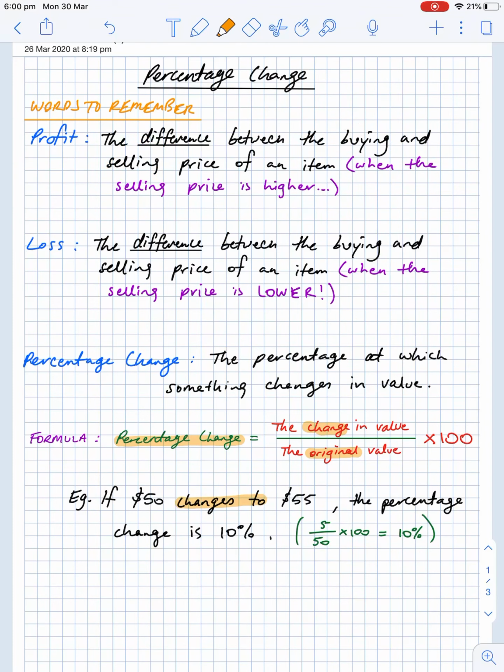So don't forget that, guys. Don't get these two mixed around. You always want the difference between these numbers, but make sure your selling price is higher for a profit. If you make a loss, it's exactly the same thing, the difference between the buying and selling price. However, you make a loss when your buying price is higher than your selling price. The idea is these two things are very similar. It just depends which one's higher.